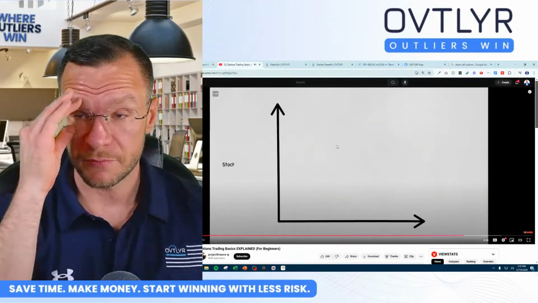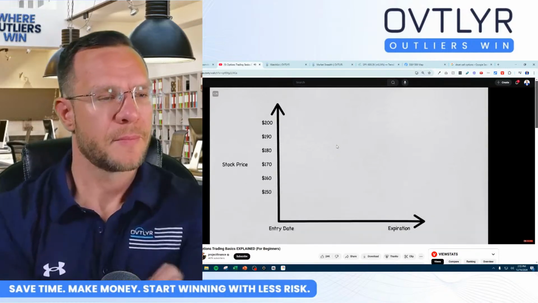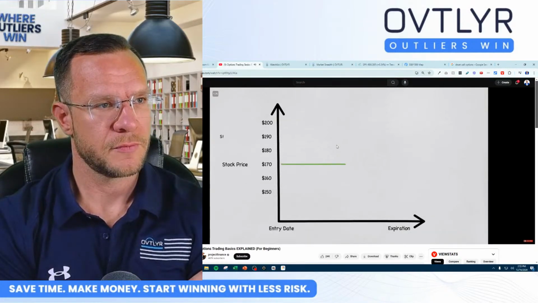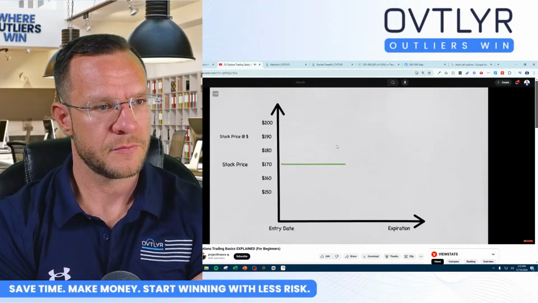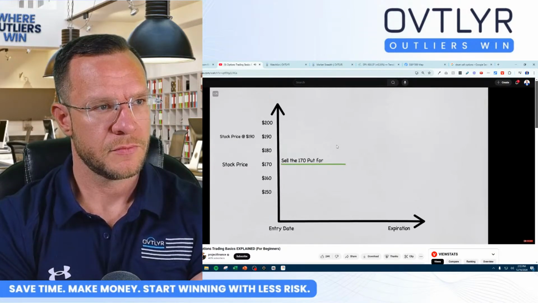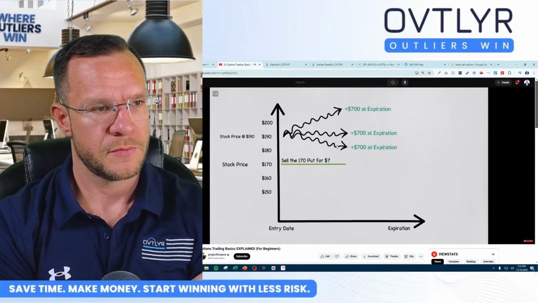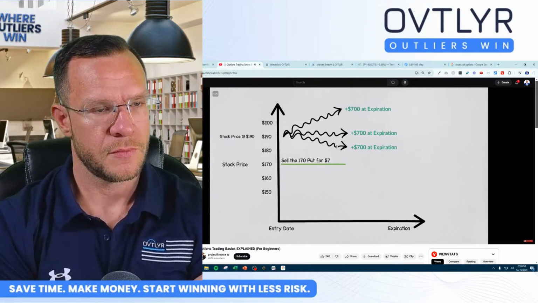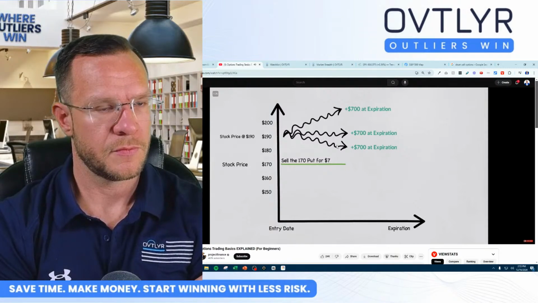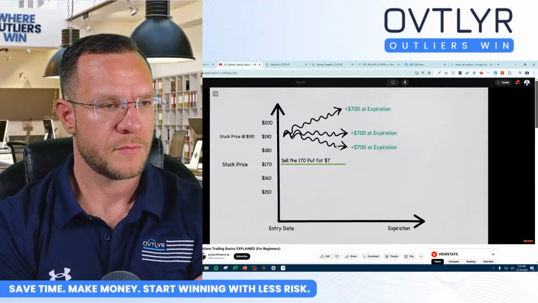So let's go ahead and look at an example just to illustrate how that would work. Let's look at a stock that is currently trading at $190, and instead of buying a put, we actually sell the 170 put and we collect $7 for selling that put. Now, it doesn't matter if the stock price trades sideways, increases, or even decreases slightly. At expiration, if the stock price is above that strike price of $170, that 170 put is going to expire worthless, in which case we will make $700.